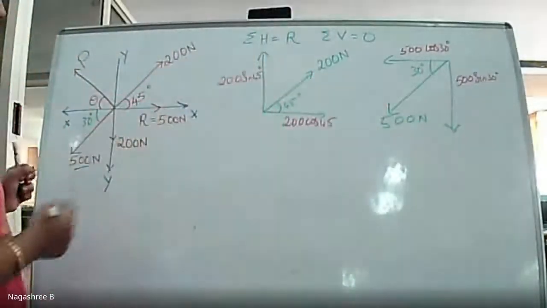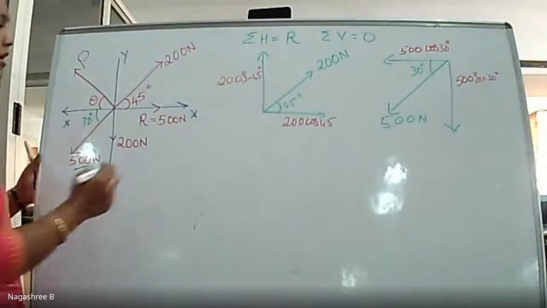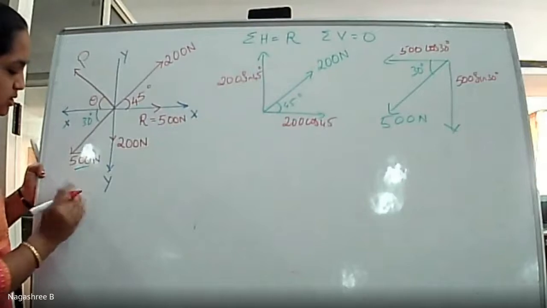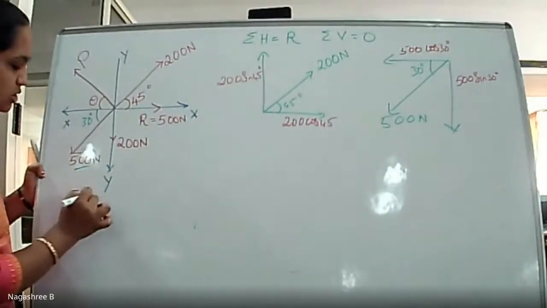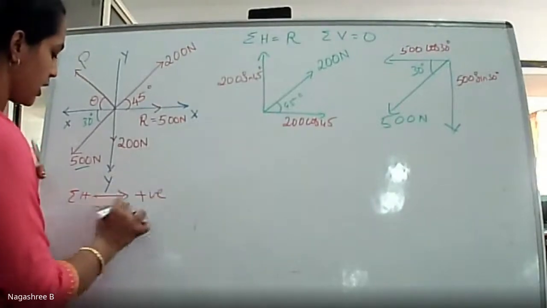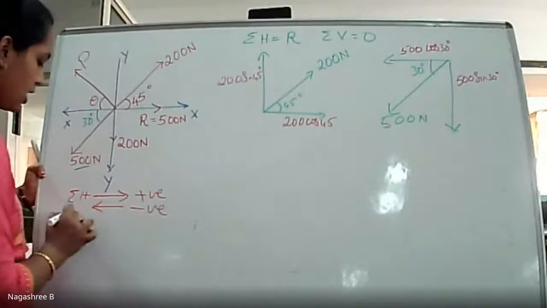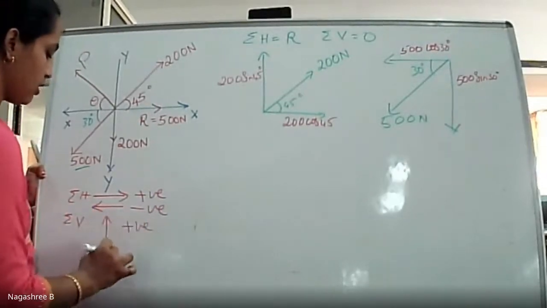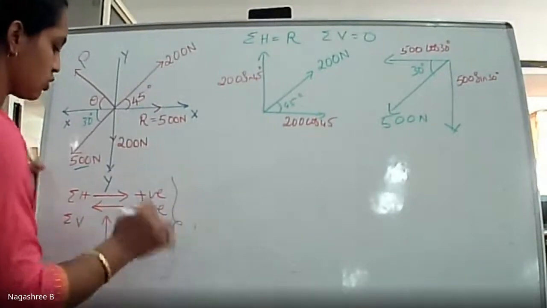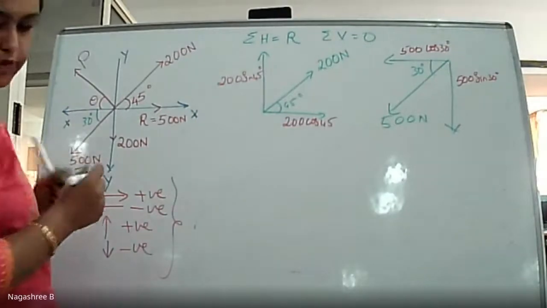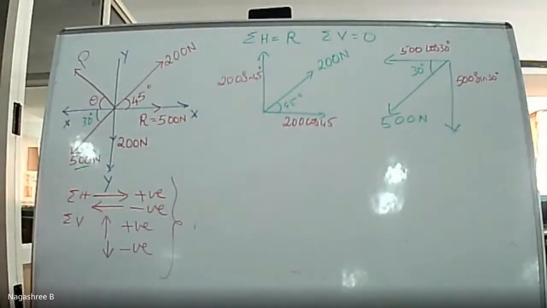As per my sign convention, which I explained in the earlier class, for the horizontal force sigma h, a right side force is taken as positive and a left side force is taken as negative, and for sigma v, an upward force is taken as positive and a downward force is taken as negative. With this sign convention, I proceed to find the value of sigma h.